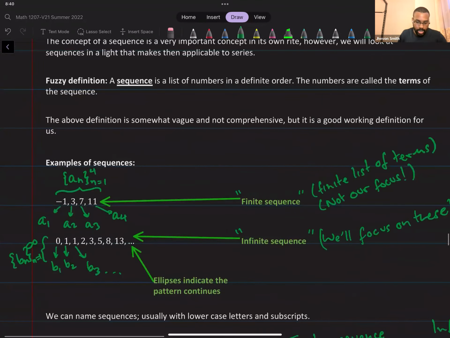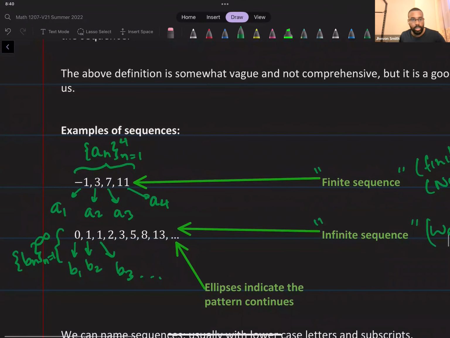The elements in the list are called the terms of the sequence. They can be represented by a letter with a subscript that denotes the position of the element. The entire sequence will be that letter with a generic subscript like n or i or j, in squiggly brackets. This indicates to the reader that we're talking about a sequence now, a list of things. And this is all it is.